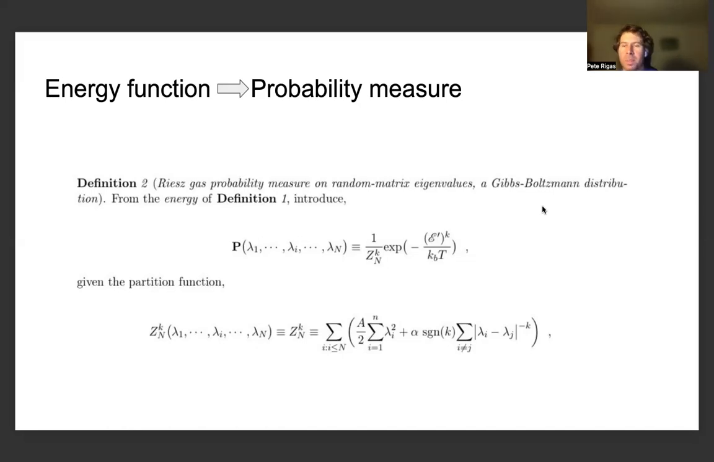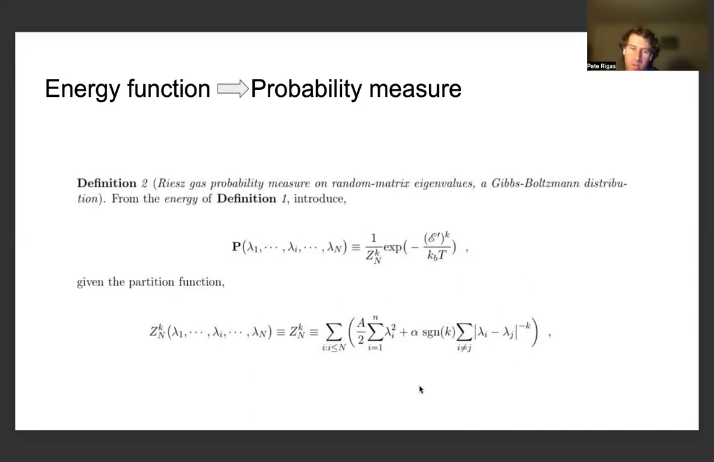And the partition function that we introduce in this probability measure on each of the lambda_i's, so that the exponential of minus the energy normalized by the Boltzmann constant times the temperature is normalized, is given by this summation over all possible coordinates or all positions i on the real line such that i is less than or equal to big N.